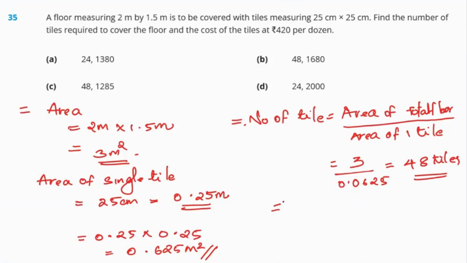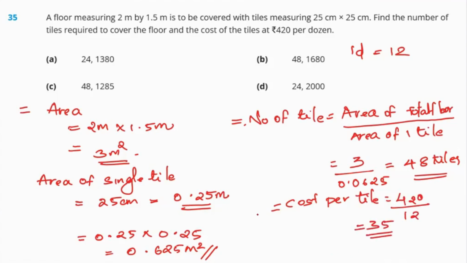And here they are saying per dozen it is 420 rupees. So what will be the cost per tile? One dozen is equal to 12. So per dozen 420 rupees, the cost per tile will be 420 divided by 12, which is equal to 35.